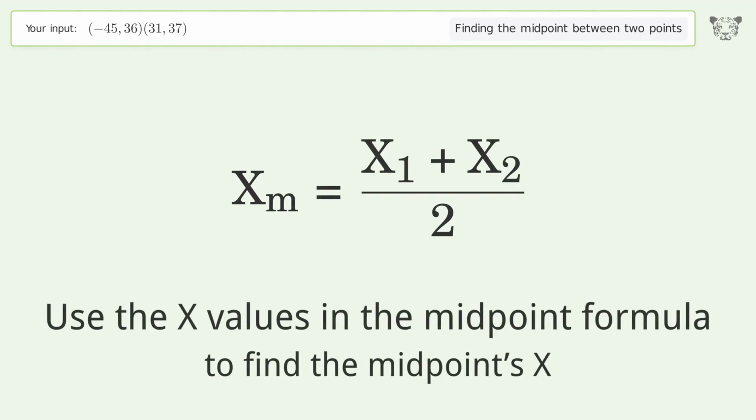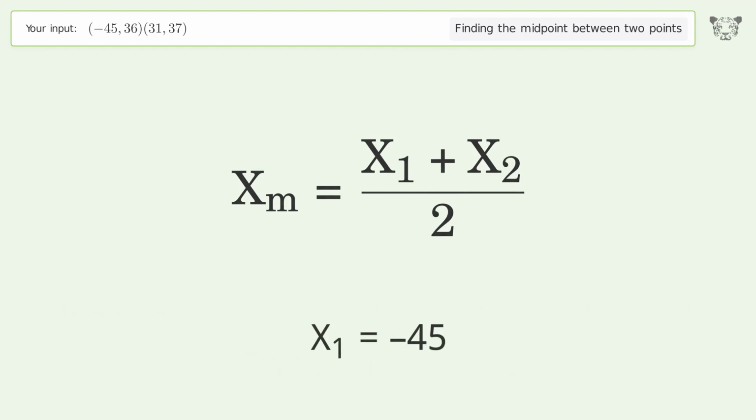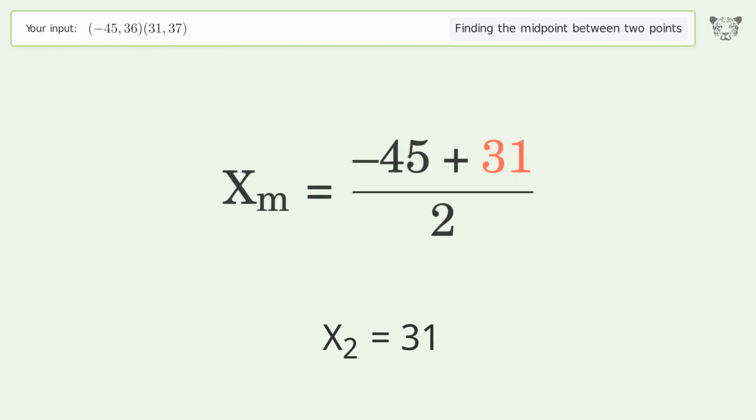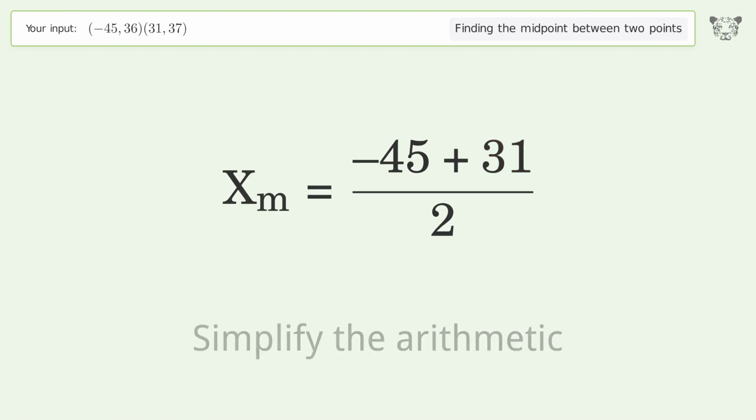Use the x values in the midpoint formula to find the midpoint's x. x1 equals -45. x2 equals 31. Simplify the arithmetic.